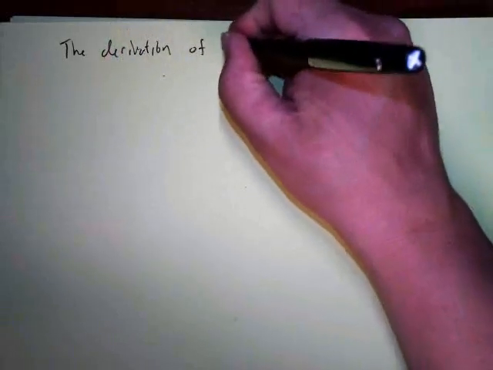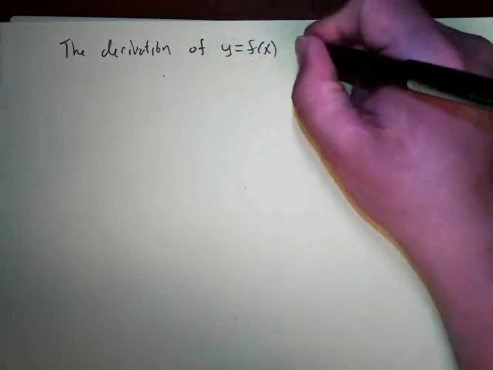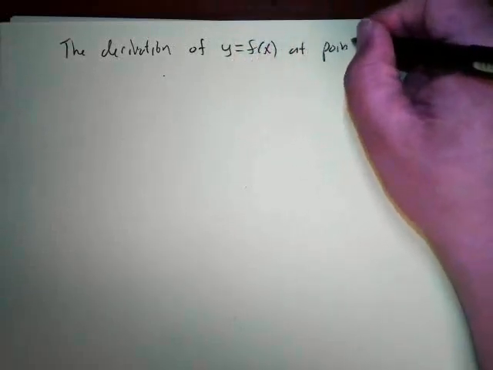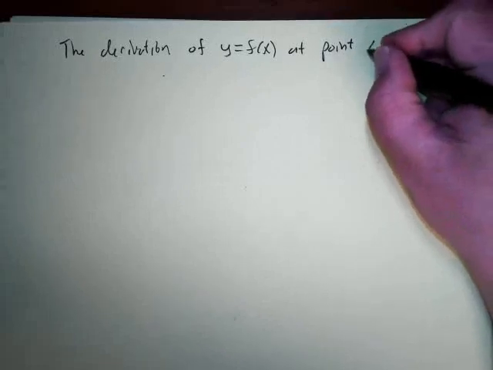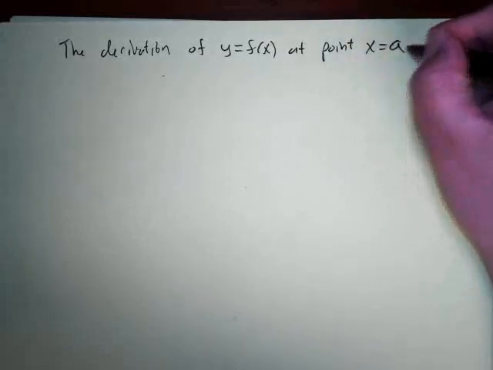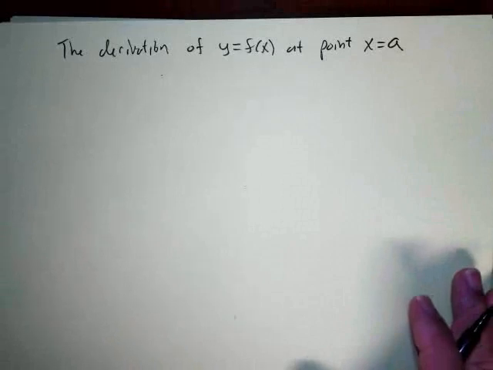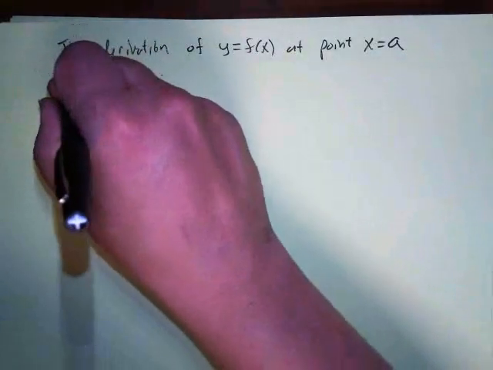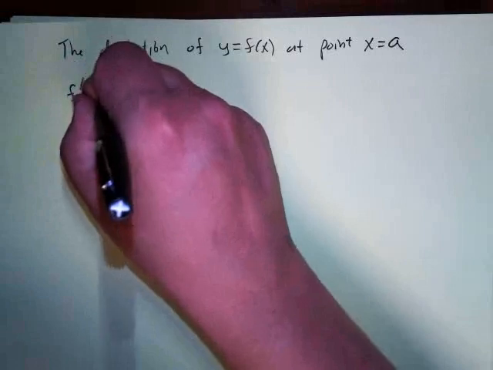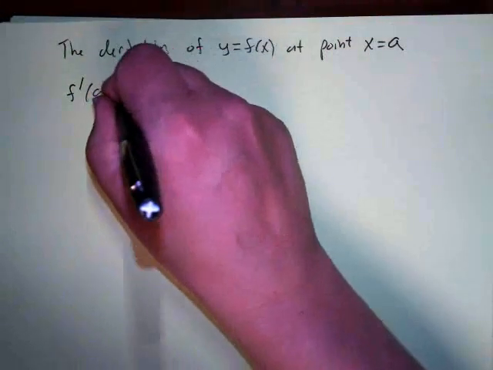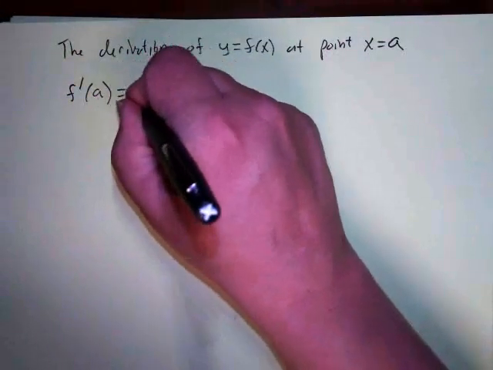So now what I want to do is let me at least show you the way that they define it at a point. Okay. The derivative of y equals f of x at the point, we'll say x equals a, or something like that. That's good. And then the way that they define this would be the derivative at a, and then I would plug in a there. And this would be the limit as h goes to 0.